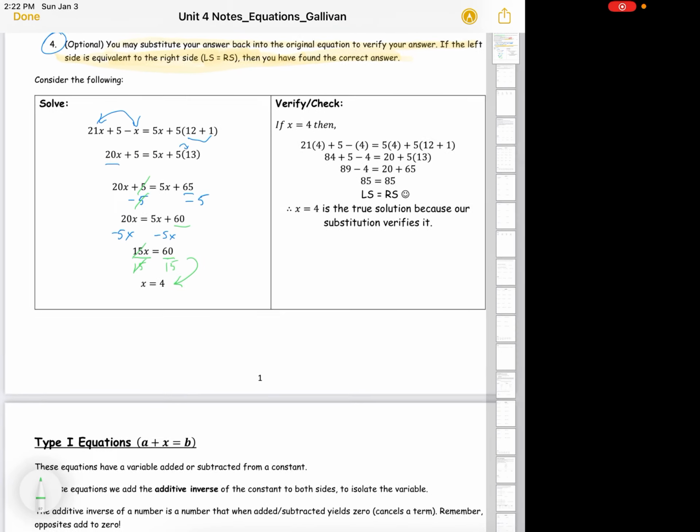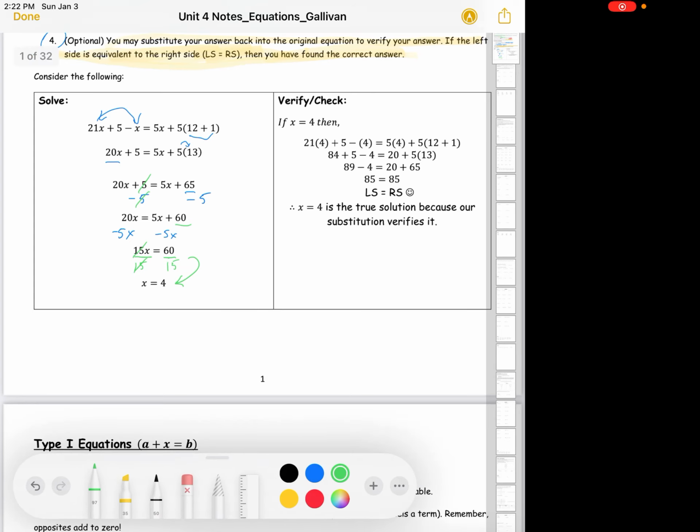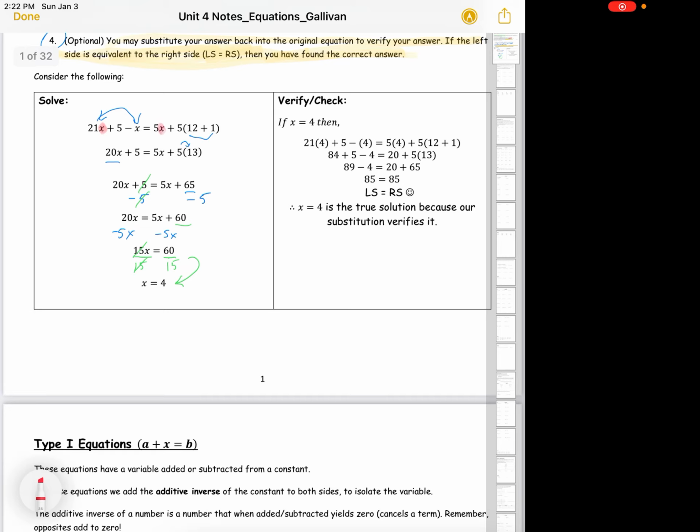Okay, now again, you can substitute to check. So if x equals 4, then we go back to the original equation, and anywhere there was an x, we put a 4. So that's what I've done here. And then we evaluate each side.